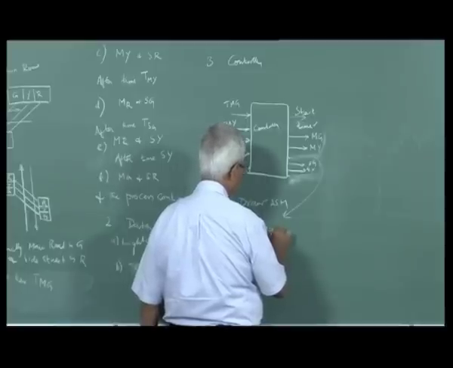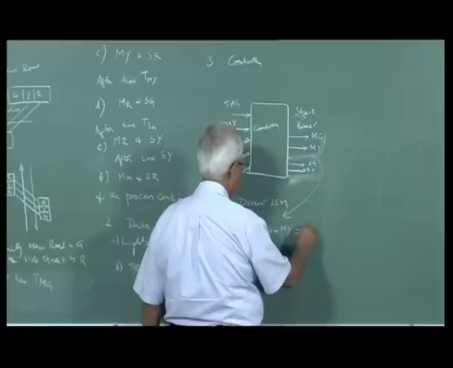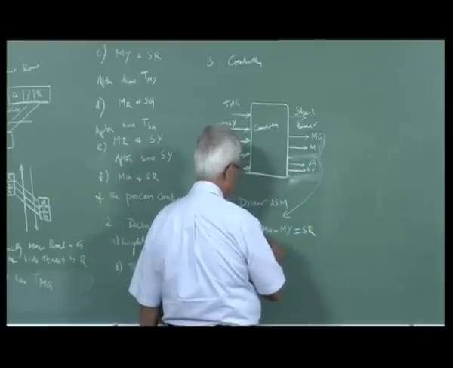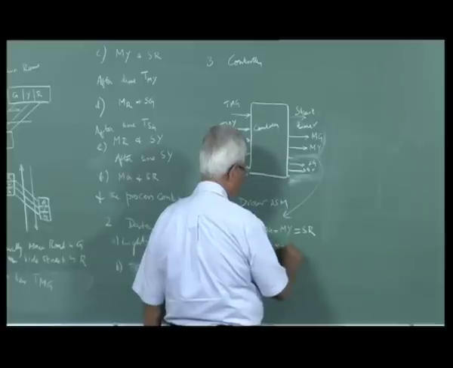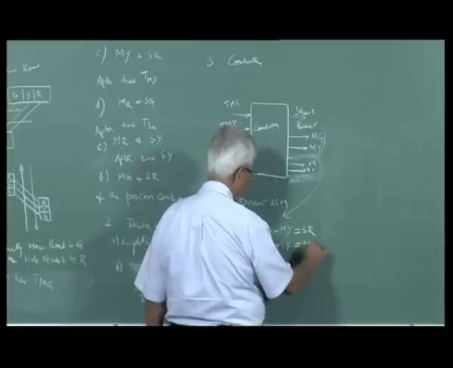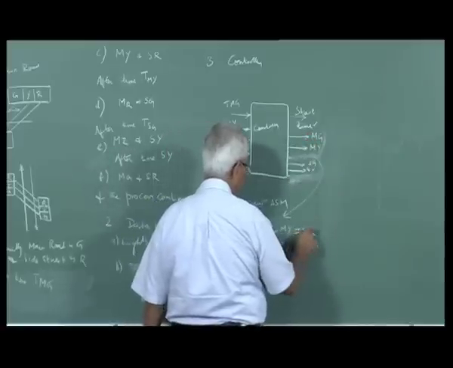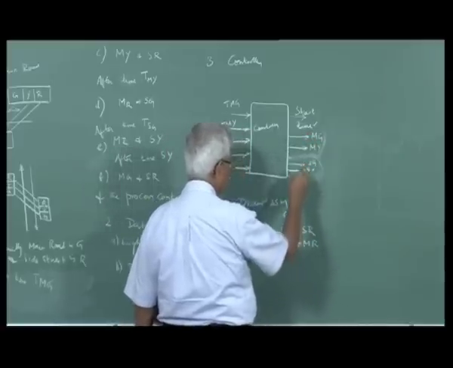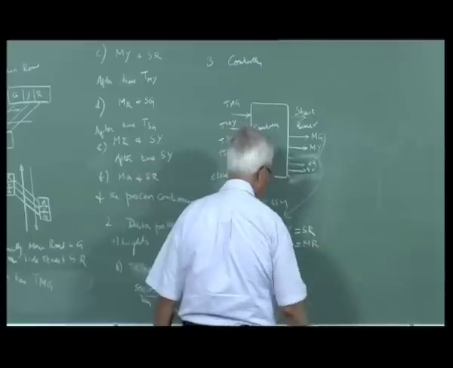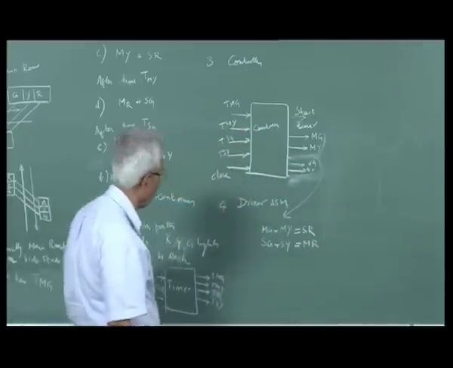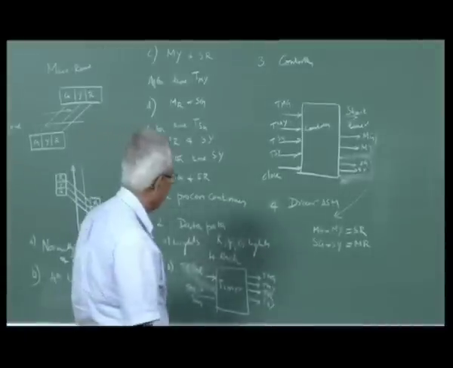Main green or main yellow equals side red. Side green or side yellow equals main red. So after getting these two signals, I can OR them to get these two signals. Now the ASM.